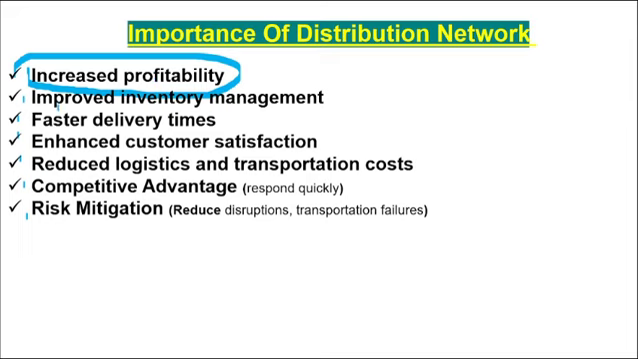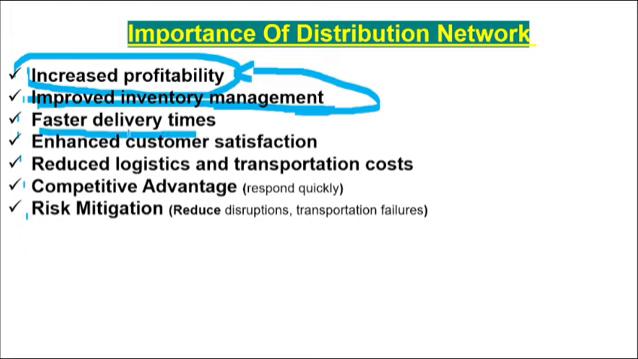How does the profitability increase? Number 1, improve the inventory management. If inventory management is improved in the distribution network, because inventory is, you can say, the first part of the distribution network, because if inventory is managed, it will directly hit the first point, which is the increased profitability.